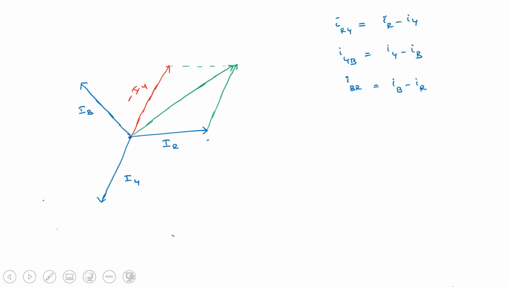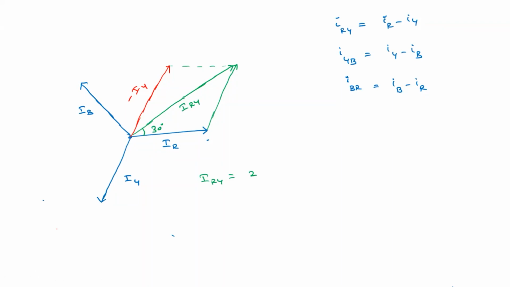So this will be the resultant IRY. What is the angle it is making here? 30 degrees, right? So now tell me what is IRY? Root 3 IR. So it is 2 times.